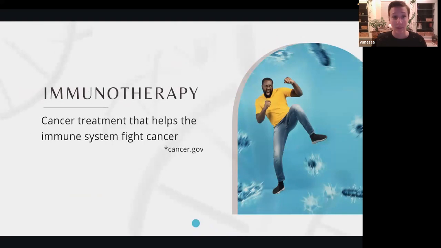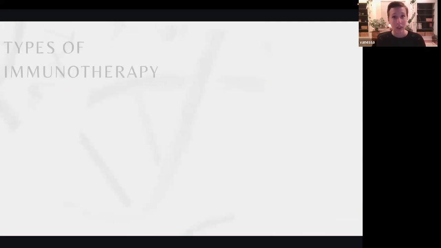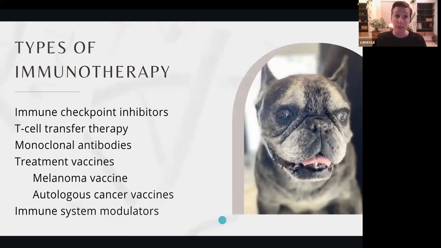On to immunotherapy. Immunotherapy is defined by cancer.gov as cancer treatment that helps the immune system fight cancer. There are a lot of different types of immunotherapy. There are immune checkpoint inhibitors, T-cell transfer therapy. T-cell transfer therapy is really cool. I think there's only like one university doing this in dogs, but they do this in people.